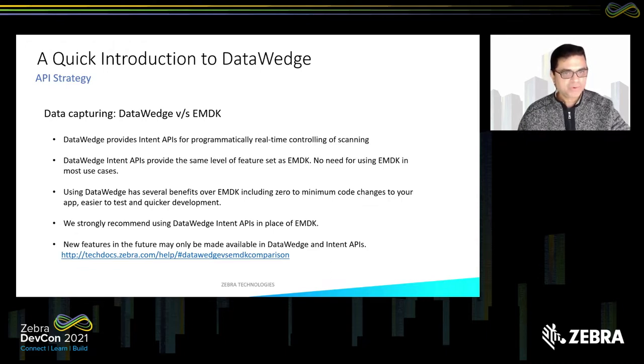So that means you have intent APIs, you can control everything programmatically. EMDK provides the same feature, but DataWedge also provides the same feature. DataWedge intent APIs provide the same level of feature set as EMDK. Whatever you can do in EMDK, you can do in DataWedge. Same use cases. So there really is no better in terms of feature set between EMDK and DataWedge. On top of that, DataWedge has several benefits over EMDK.